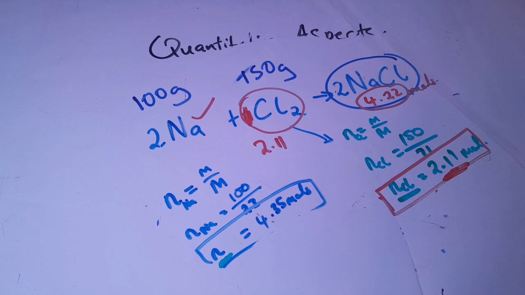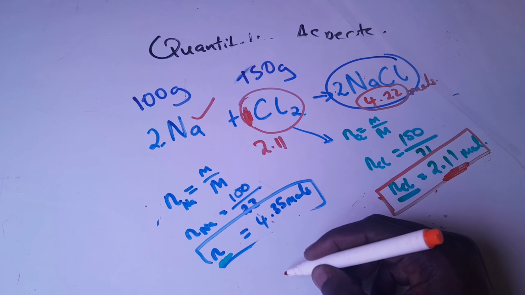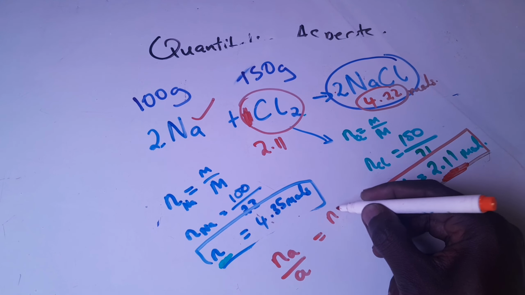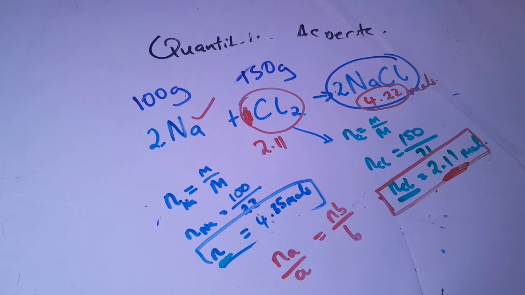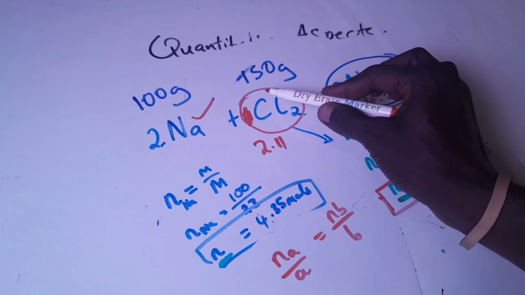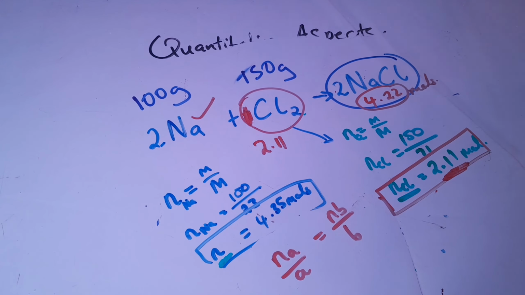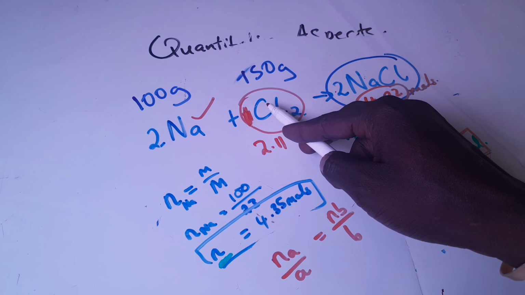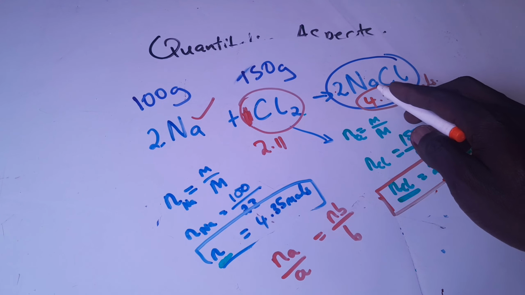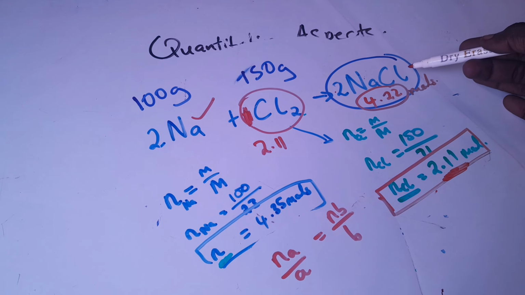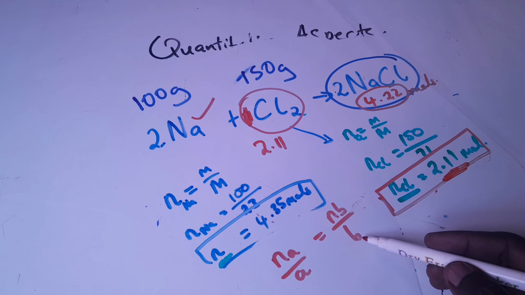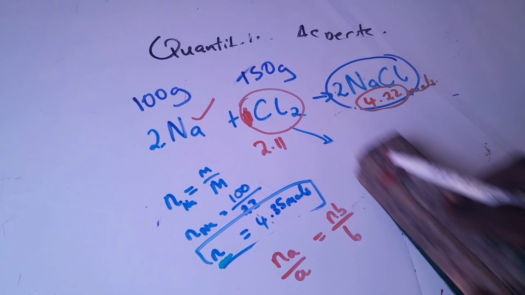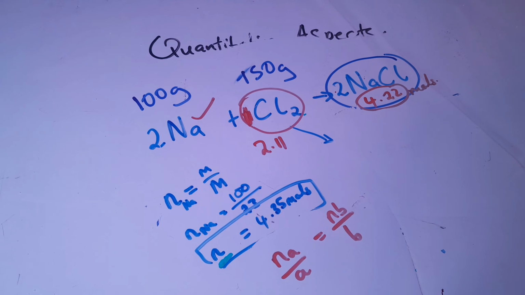Can you see that? Or we can use this formula that says Na over A is equal to Nb over B. So N is the number of moles of that reactant, over the coefficient. What is the coefficient there? 1. And then here it is the number of moles of something that we're trying to find, and B is the coefficient. So we can also use this formula and we're still going to find this answer there.